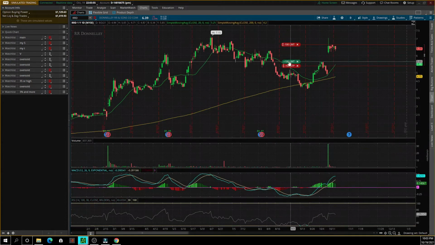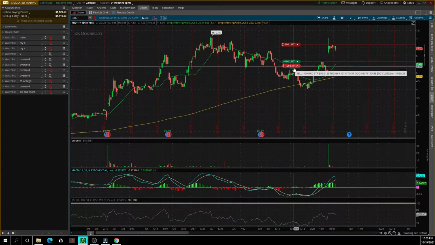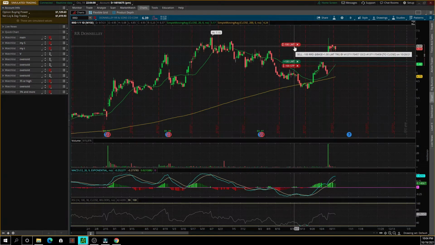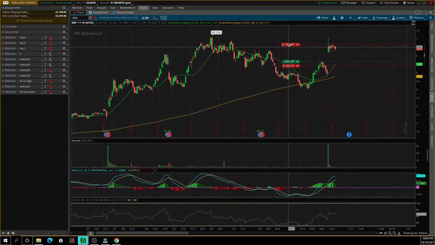See, this is your entry point right here. Stop loss, profit taking, which is stop limit. If the stock goes all the way right here, this is the amount you will be making. If the stock goes against you, this is the amount you'll be losing.